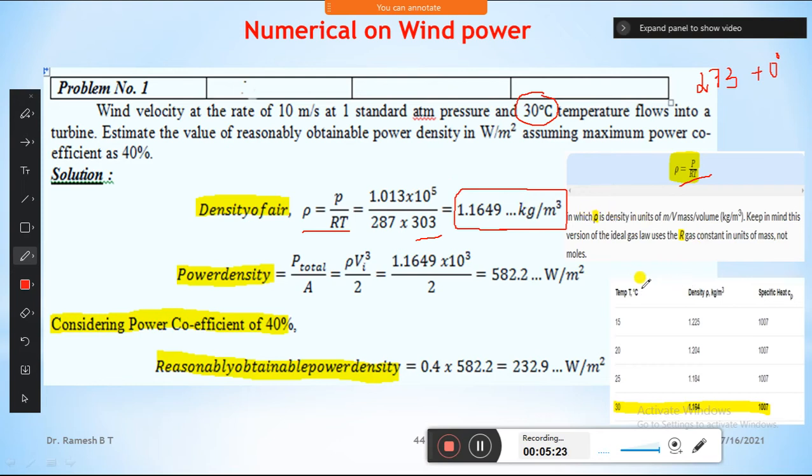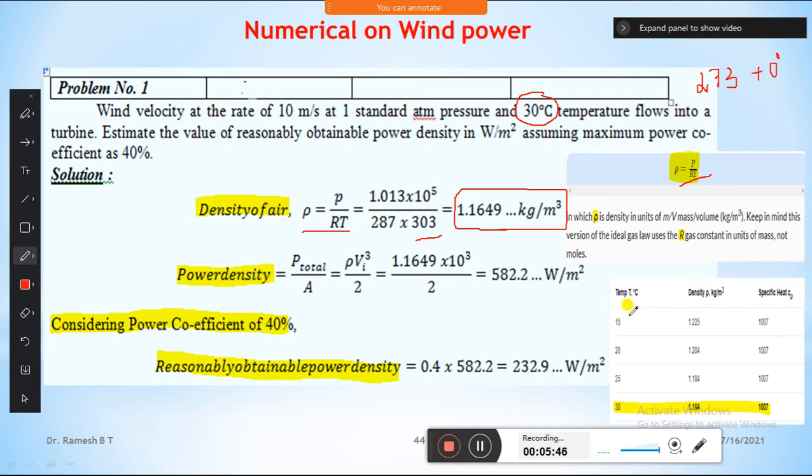Here there is also a standard chart. If the temperature is 15 degree, the density of air will be 1.25. If the temperature increases, the density decreases. Correct? We already know that if the temperature increases, the density decreases. This is a universal truth. If the temperature increases, the density of any gas or any substance will decrease.